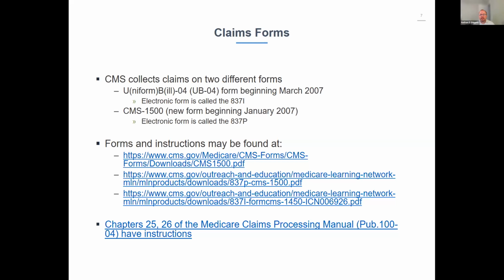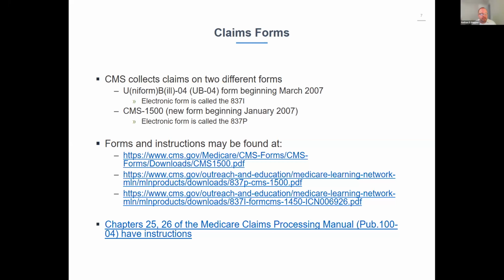Then there's also the CMS 1500 form, beginning around the same time. That electronic form is the 837P. And I'm going to guess that the P you could think of as provider. So 837I institutional, 837P provider. They'll start to give you an idea of how these things shake out in the data files.